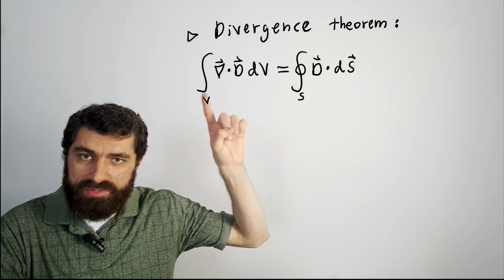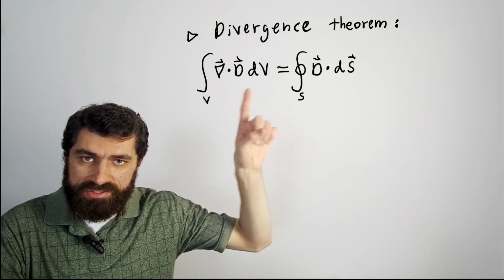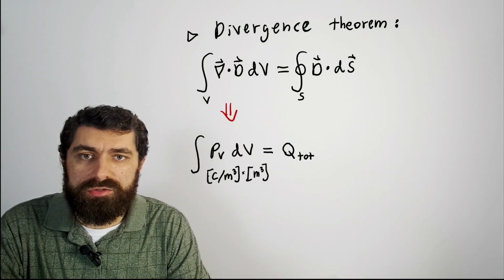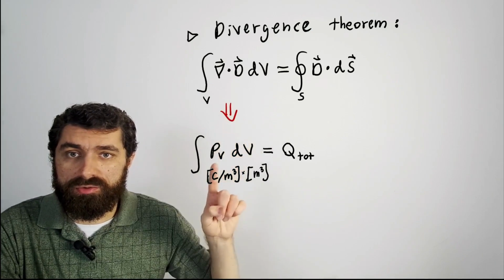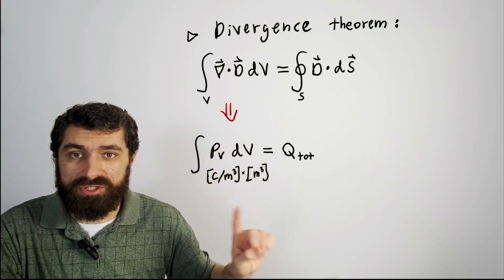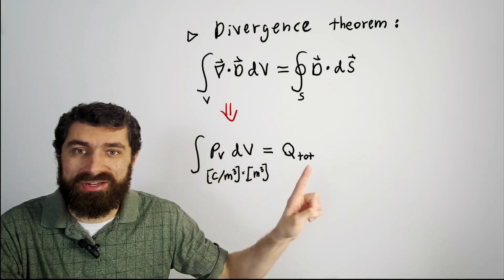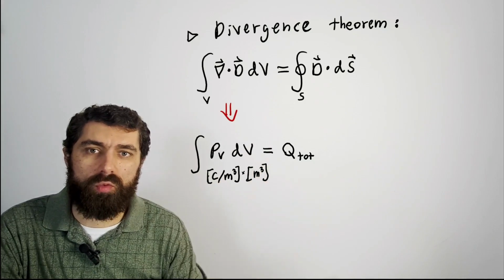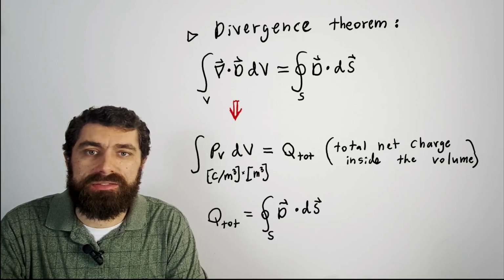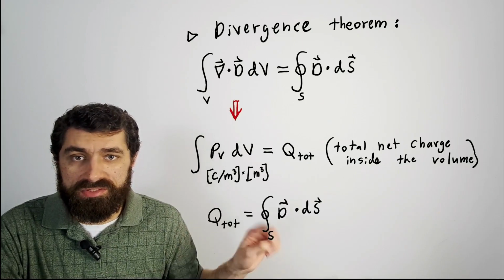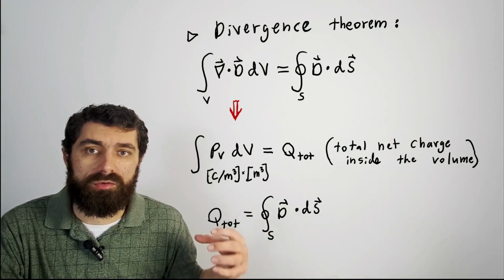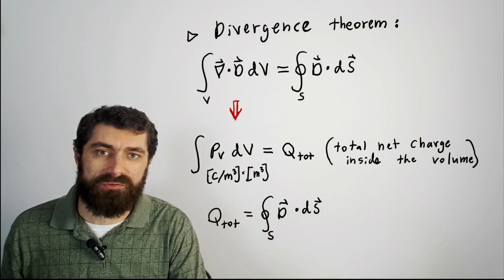So what we have to do is apply the divergence theorem to Gauss's law. So if we integrate del dot D over a certain volume, using Gauss's law, that should be equal to the integral of rho v dv, which is coulombs per meter cubed times meters cubed, that gives us the total charge within that surface. So what we can say is that Q total is equal to the integral of D dot dS over the whole surface, or the flux going out of the surface.